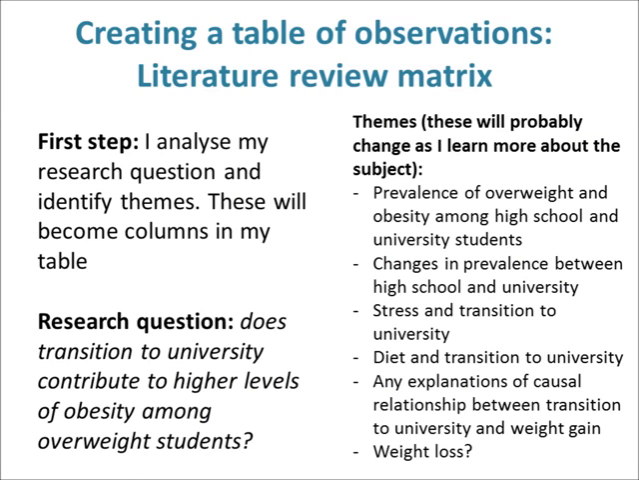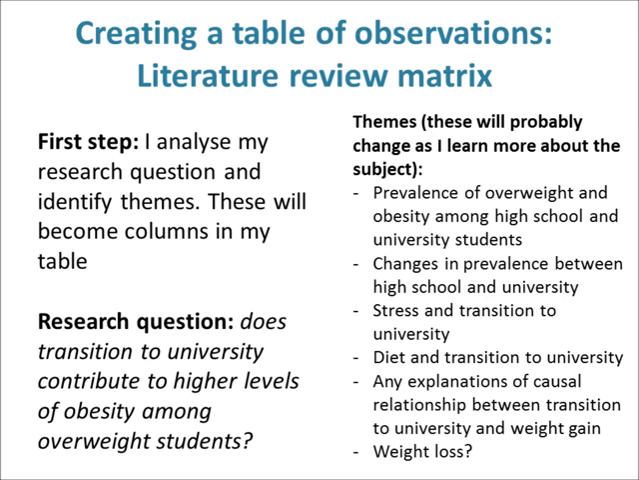Rather than focusing on the structure of the article, as in a mind map, we will now look at themes of interest for our research. First, I analyze a research question and identify themes. These will become columns in my table. My research question: does transition to university contribute to higher levels of obesity among overweight students? What I'm going to do is break this question down into several themes I can think of right now. They'll probably change as I go, but it's a good start for the table.